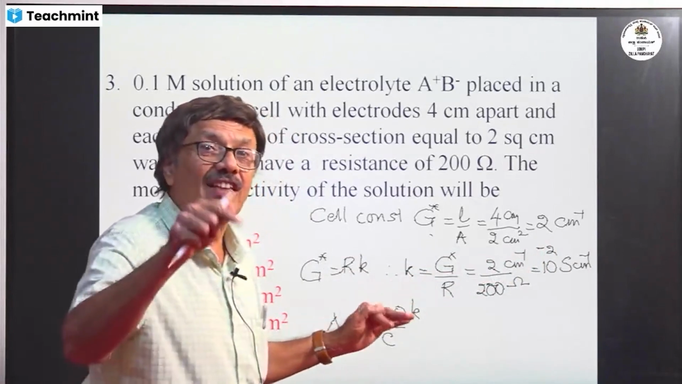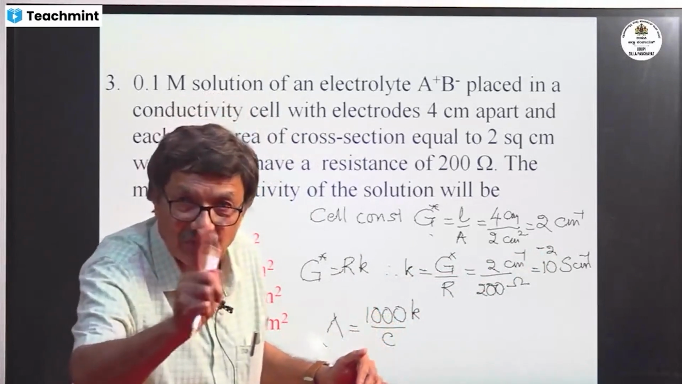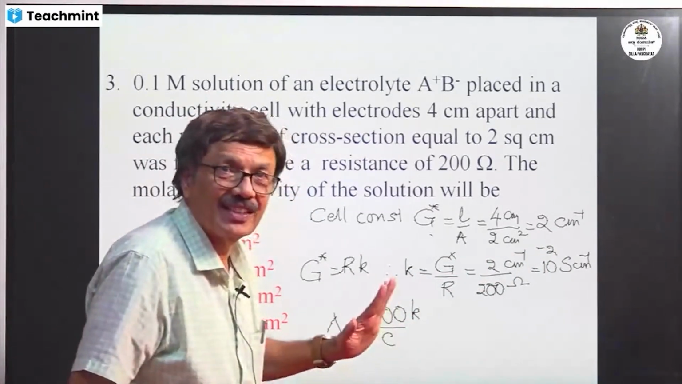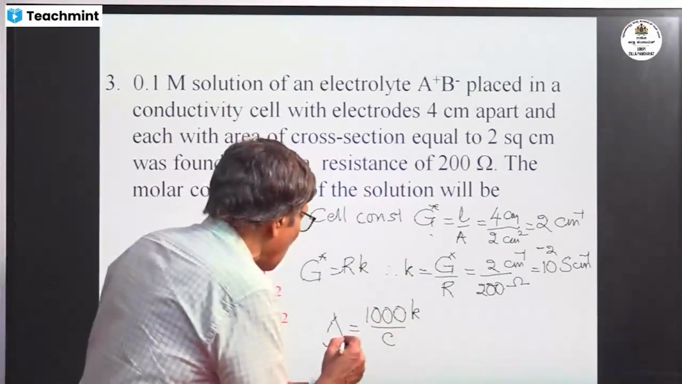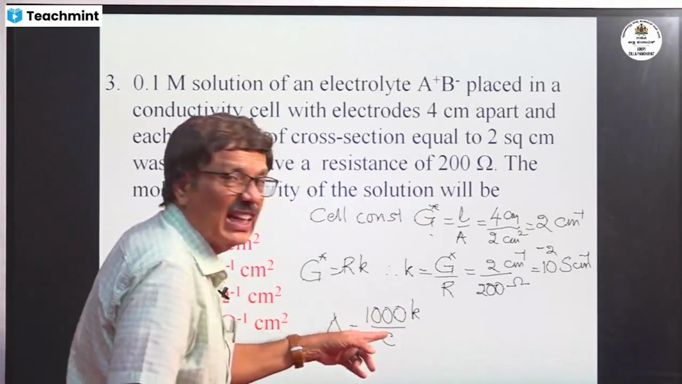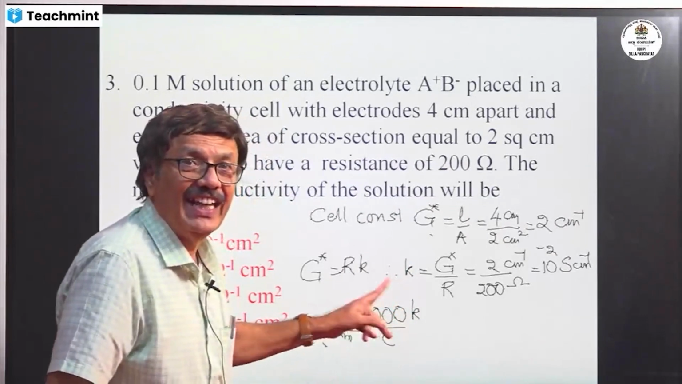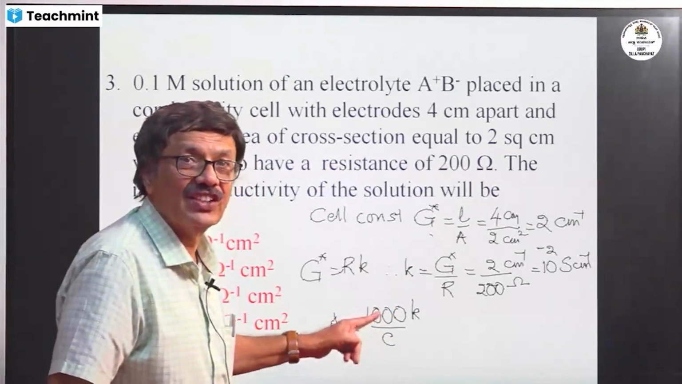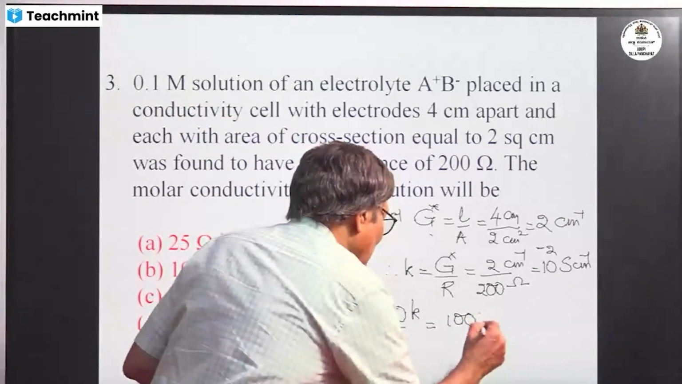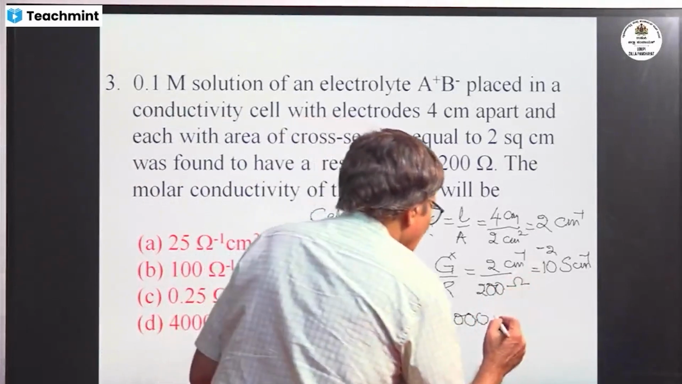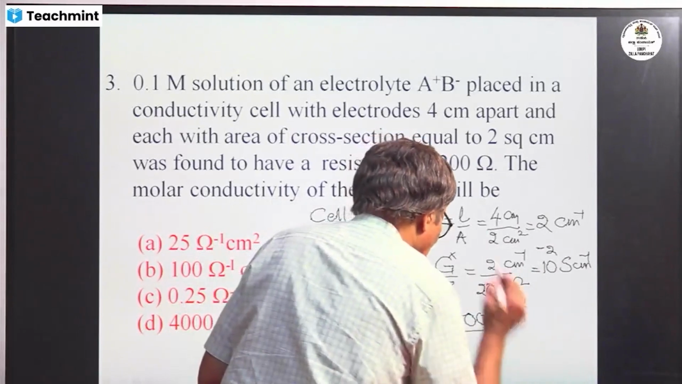If the concentration is in terms of mole per meter cube, which is not a commonly used unit, then the 1000 disappears. Now for this, the formula you have to use is: lambda m, molar conductivity, is equal to 1000 K by C, where K is the conductivity and C is the concentration of the solution. Let us substitute 1000, K, that is 10 to the power minus 2, divided by C.